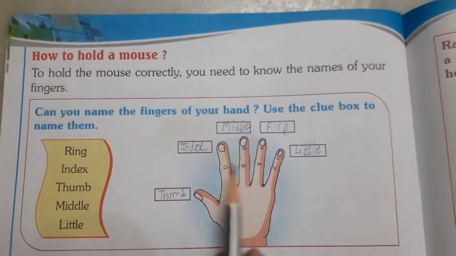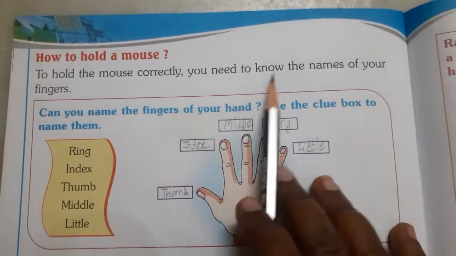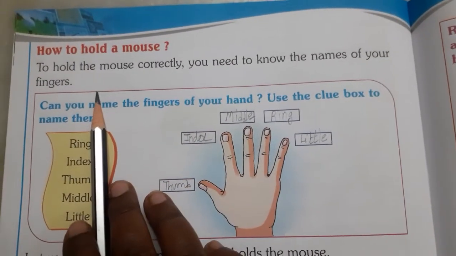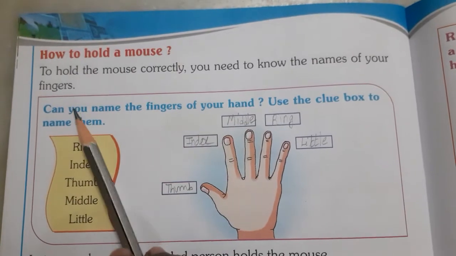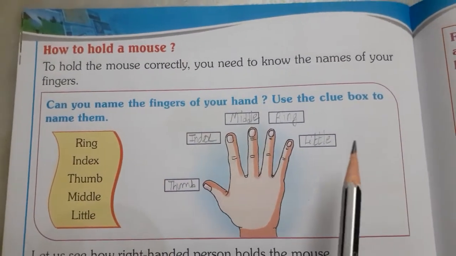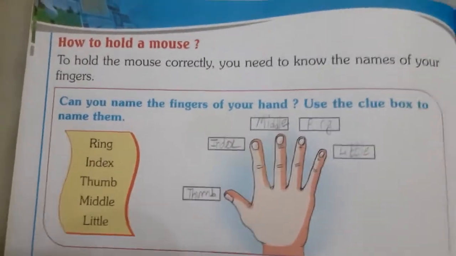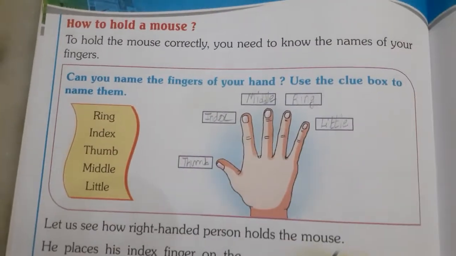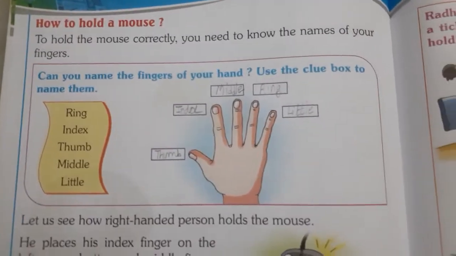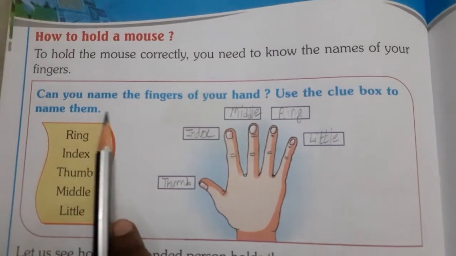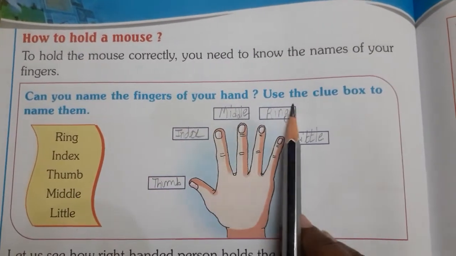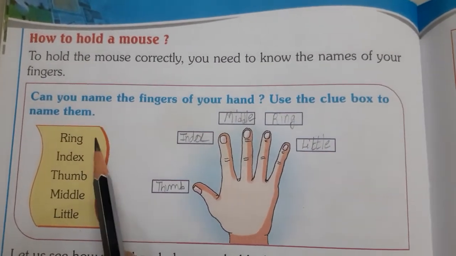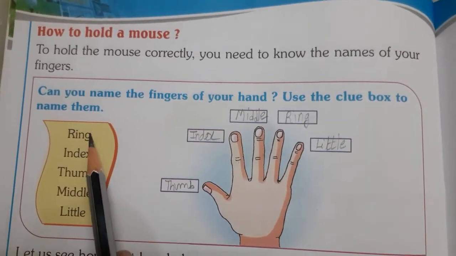Now we will see. To hold the mouse correctly, you need to know the names of the fingers. First of all, we have to know what our fingers are. That we will see. Here one activity is given, children. Can you name the fingers of your hand? Use the clue box to name them. Here in the clue box, finger names are given.